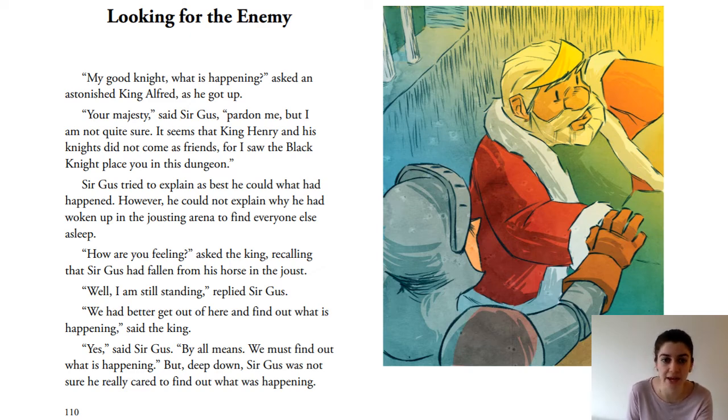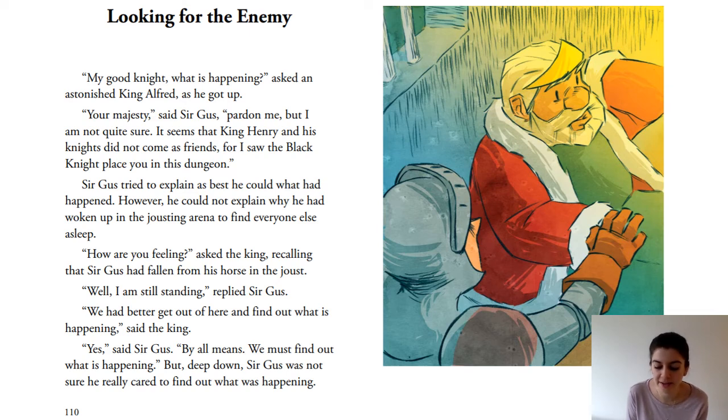How are you feeling? Asked the king, recalling that Sir Gus had fallen from his horse in the joust. Well, I'm still standing, replied Sir Gus. We had better get out of here and find out what is happening, said the king. Yes, said Sir Gus, by all means. We must find out what is happening. But deep, deep down, Sir Gus was not sure he really cared to find out what was happening.